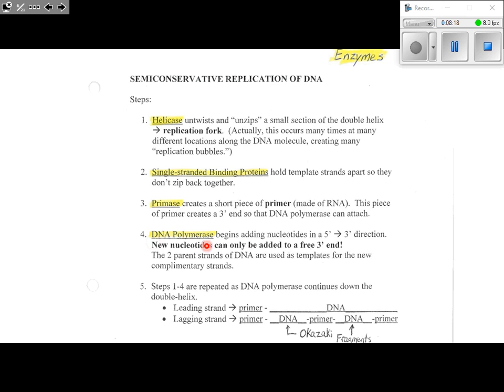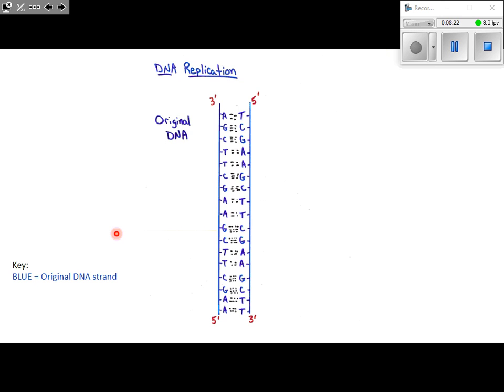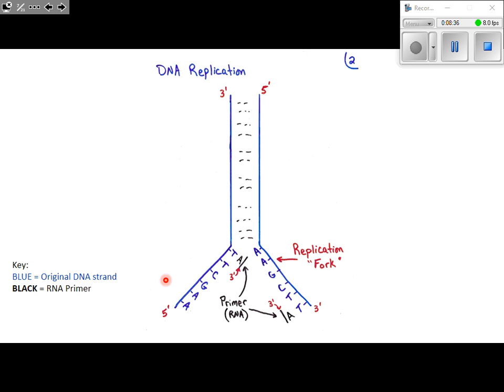So none of this makes any sense without looking at a picture. So let's go ahead. We're going to take this DNA molecule, and what you're going to see is we're going to unzip it, almost like unzipping a coat, but we're going to unzip it from the bottom up. We're going to unzip this bottom area here, and we're going to create a replication fork. So notice I left out all these letters, but they're still there. I just left them out because we're going to focus on this area down here.